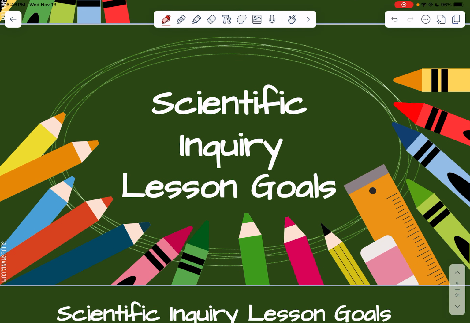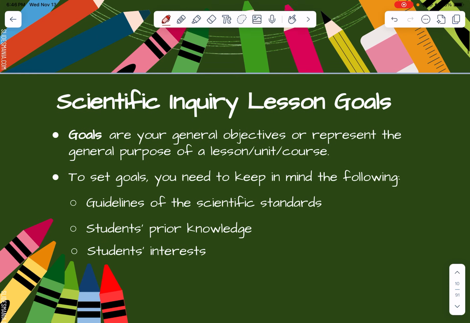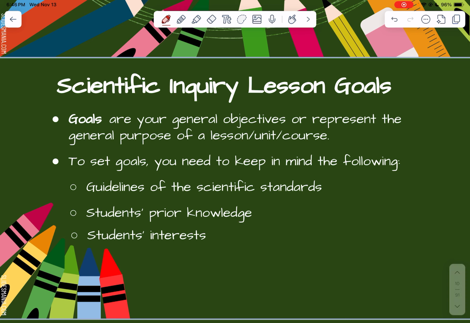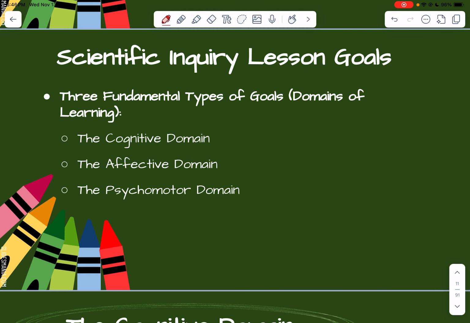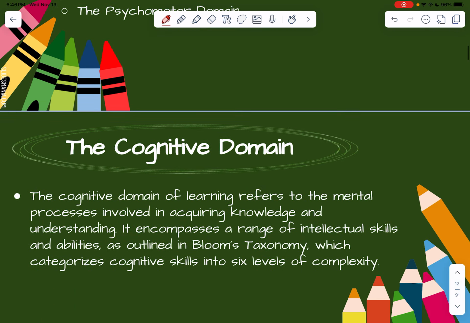So let's talk about scientific inquiry lesson goals. Goals are your general objectives, or they're going to represent the general purpose of a lesson, unit, or course. And to set goals, you need to keep in mind the following: guidelines of the scientific standards, students' prior knowledge, and students' interests. Now, there are three fundamental types of goals. These are what we call the domains of learning. You have the cognitive, the affective, and the psychomotor domain.